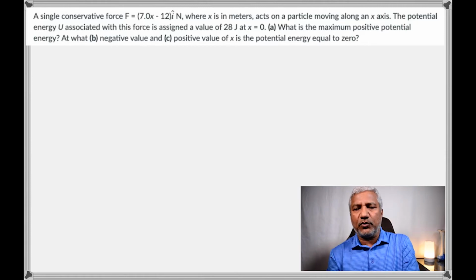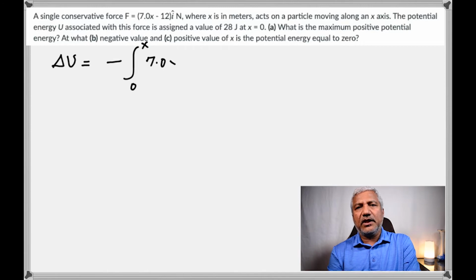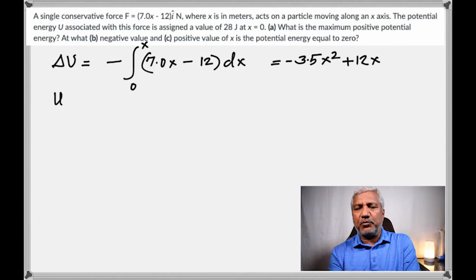So we are given the force here, and we are asked to find the potential energy. Let's do it. We know that the change in potential energy is the negative of the work done. And work is Fx dx. So the integral from 0 to x of Fx dx is what I've written. And when you integrate, you're going to get negative 3.5 x squared. Of course, you know how.